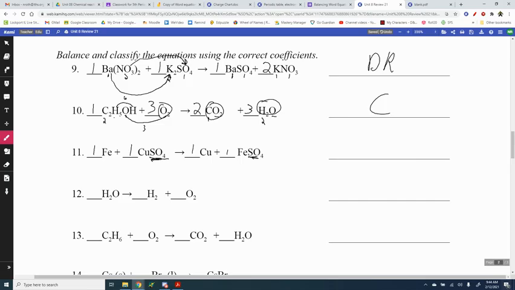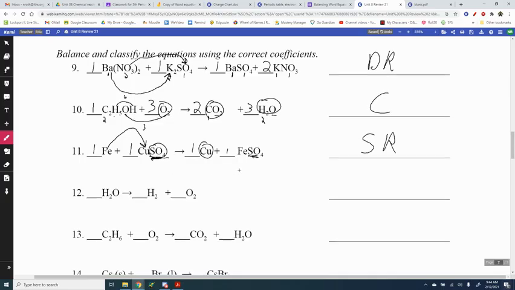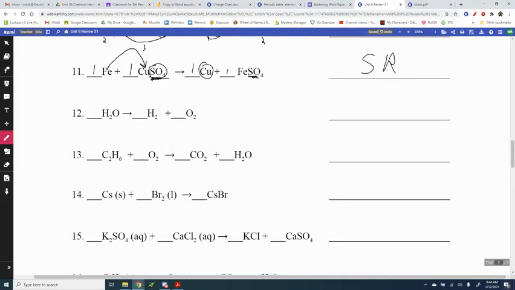Now we just need to identify. This is a single replacement reaction because the Fe comes in here, replaces the Cu, bonds to the SO4, and kicks the Cu out. So this is a single replacement reaction because one element is getting replaced. Single replacement. All right, next one.